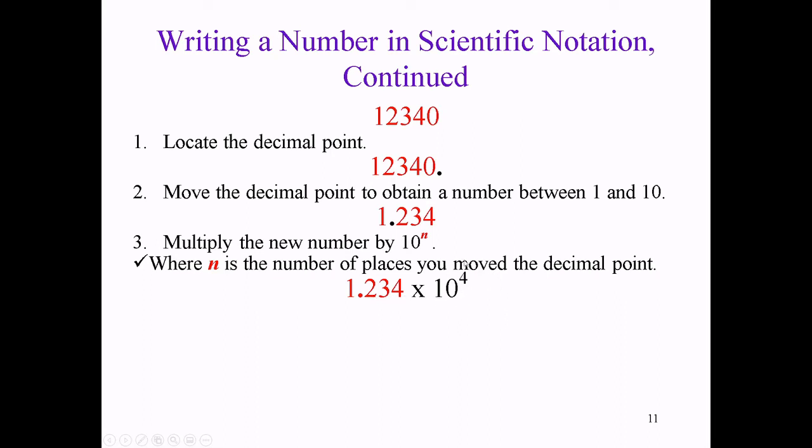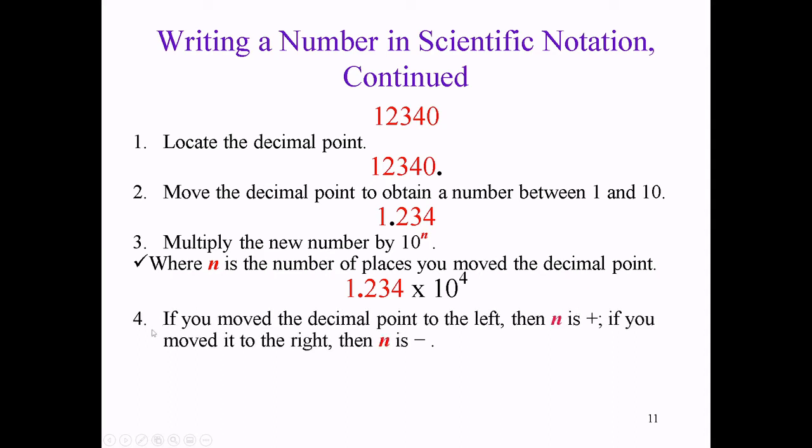Okay, now we need to decide if this exponent is going to be negative or positive. If you move the decimal place to the left, which is what we just did, then n is positive. If you moved it to the right, then n is negative. So we also know that this number was larger than this number. And again, according to our rules, that means that this is going to remain a positive. And our final number is going to be 1.234 times 10 to the 4th.